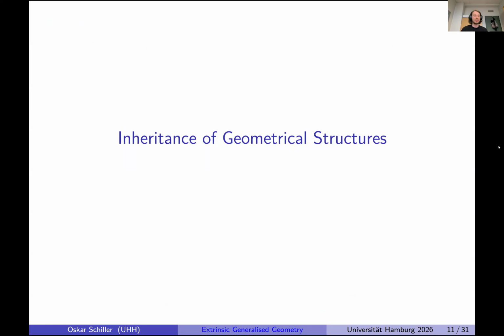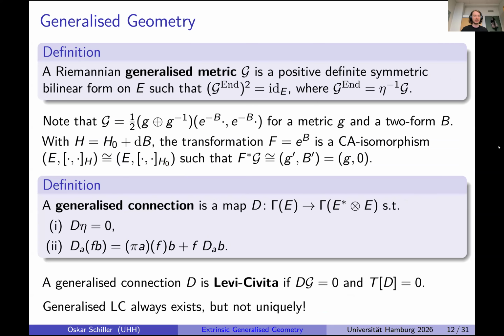And now that we have this nice realization of the Courant algebroid over the submanifold as a subbundle, we can easily talk about the inheritance of geometrical structures. So here I will give you a quick reminder of the relevant geometrical structure. Please interrupt me if I'm going too quick or too slow for that matter.